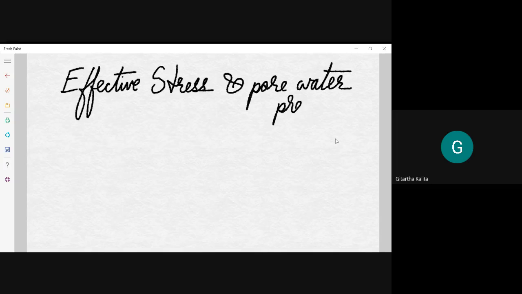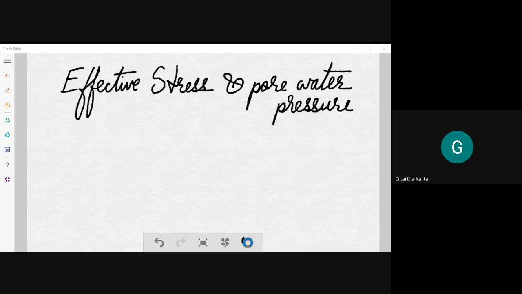Pore water pressure. So you can write it down. So we are in the middle of what? We are in primary consolidation. We have discussed immediate settlement, then number two, primary consolidation. Then in primary consolidation, we will be discussing effective stress and pore water pressure. And then we will go to secondary consolidation.